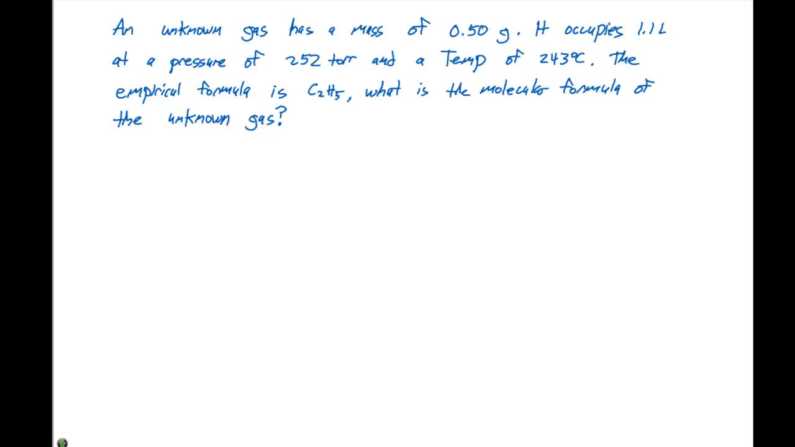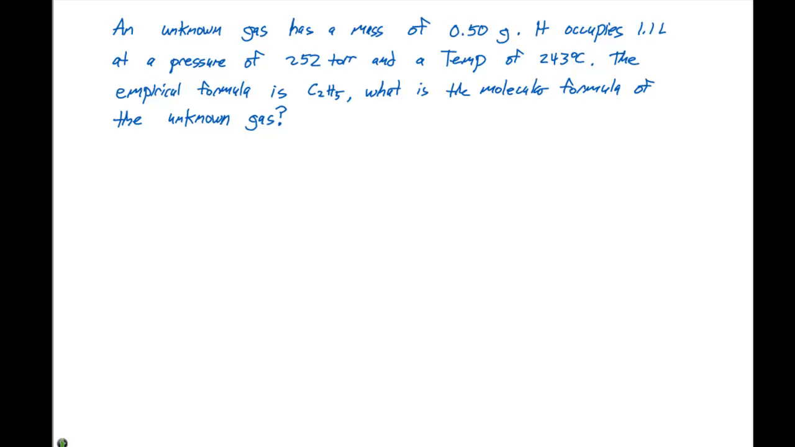Our next example problem asks the following. An unknown gas has a mass of 0.50 grams. It occupies 1.5 liters at a pressure of 252 torr and a temperature of 243 degrees Celsius. The empirical formula of the unknown gas is C2H5. What is the molecular formula of the unknown gas?